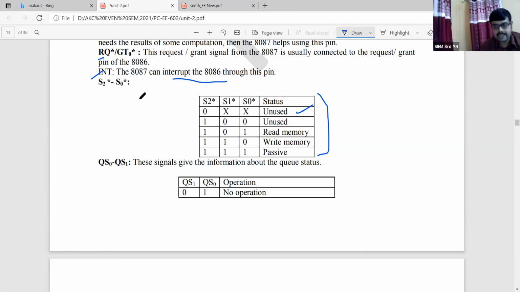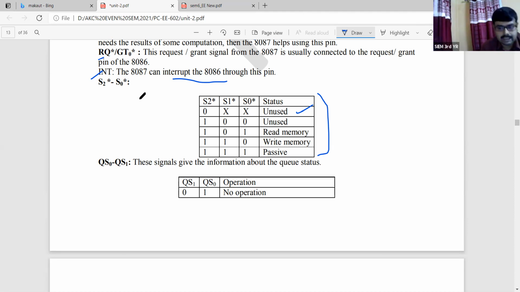The third combination we are getting is 101. 101 means S2 bar equals 1, S1 bar equals 0, S0 bar equals 1. That is called the status. If you check the status, that is the read memory operation. Similarly, for S2 bar equals 1, S1 bar equals 1, S0 bar equals 0, we are getting the write memory operation.